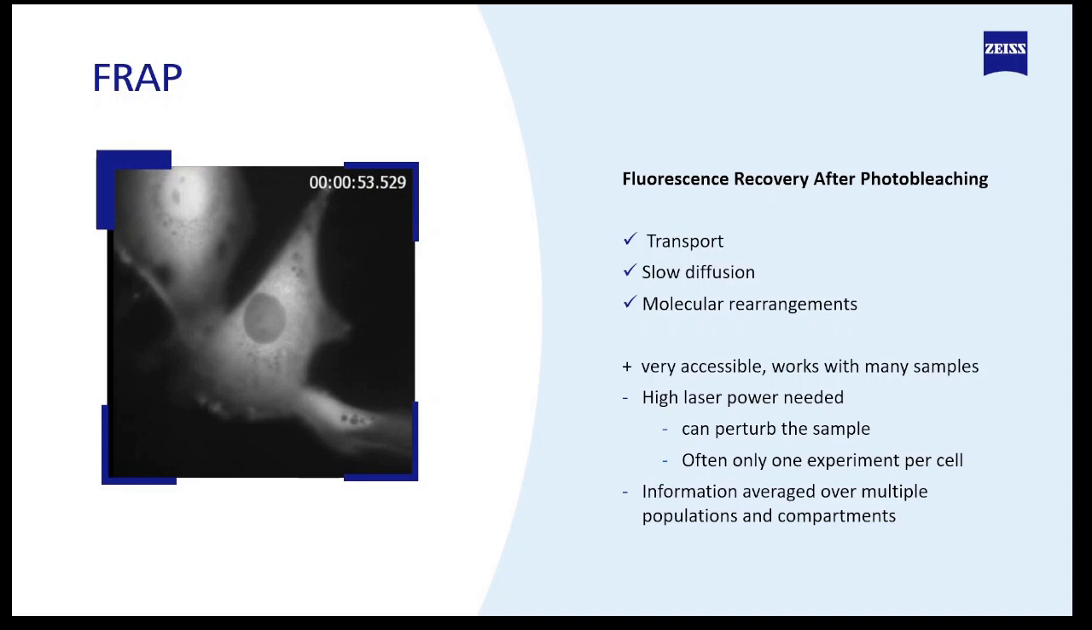like you have to bleach your sample, so high laser power is needed, which can perturb the sample. And in most cases, you can only do one experiment per cell. Secondly, the information is averaged over multiple populations and compartments. I remember people usually asking me, can I do FRAP on a very, very small region? Like I can draw a very small circle to do the bleach, which is kind of difficult.